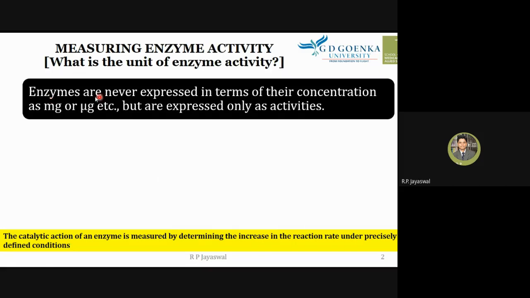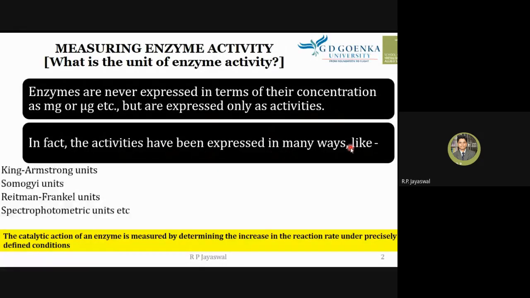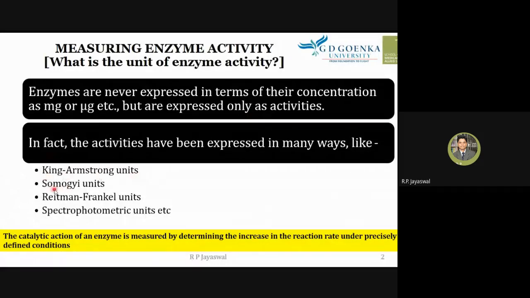But for enzymes, enzymes are never expressed in terms of their concentration as milligram or microgram. Enzymes are expressed only as activities. In fact, these activities have been expressed in many ways, like King Armstrong units, Somogyi units, Rittmann-Frankel units, spectrophotometric units, or international units. In such a way we can define the unit of the enzyme.